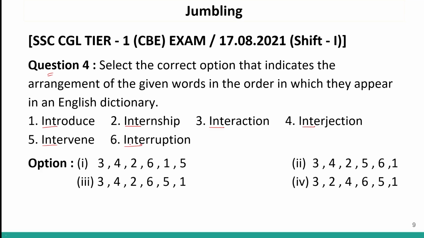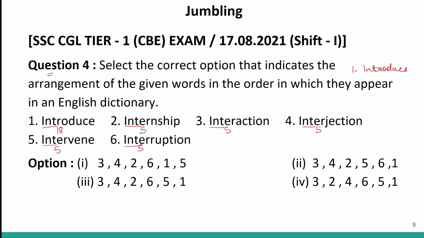Correct? INT is same. The next letter is R, which is 18. And over here we have E, which is 5, 5, 5, 5, and 5. So the last word for me will be number 1, introduce.